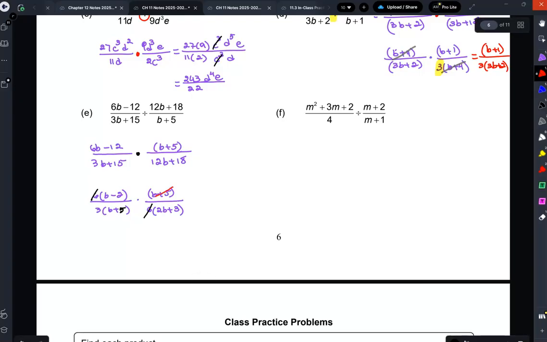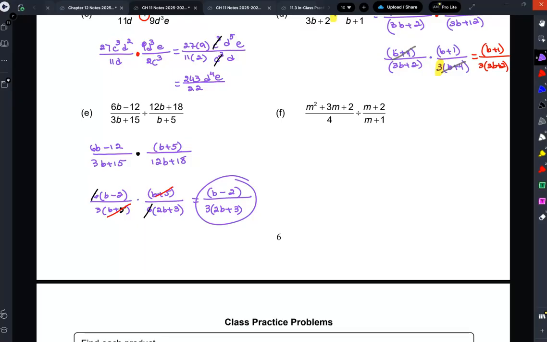Because when we did it in the class right before, things reduced. Look at that. See? So b minus 2 left on top. What's left on the bottom? 3 and 2b plus 3. Yes, good. Yeah, it is perfect. That's a perfect problem.